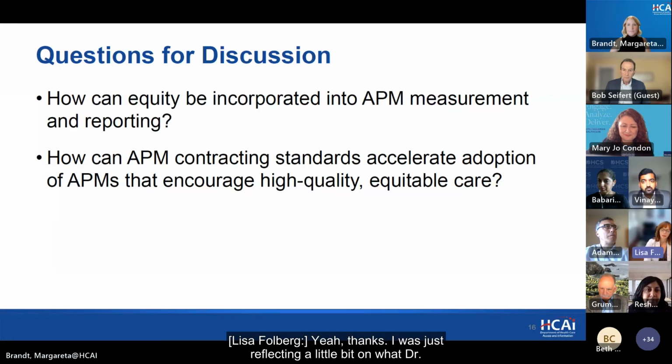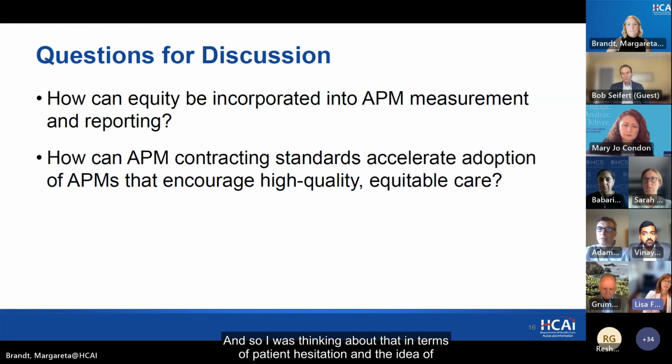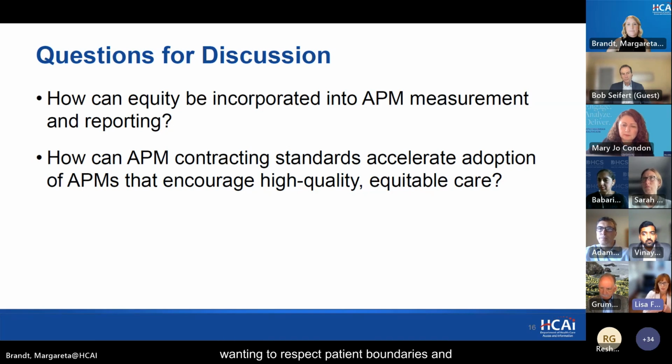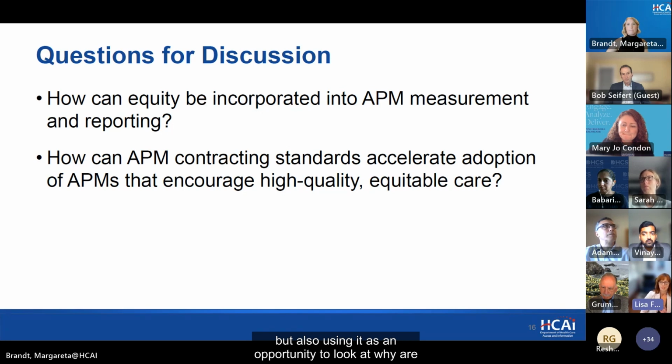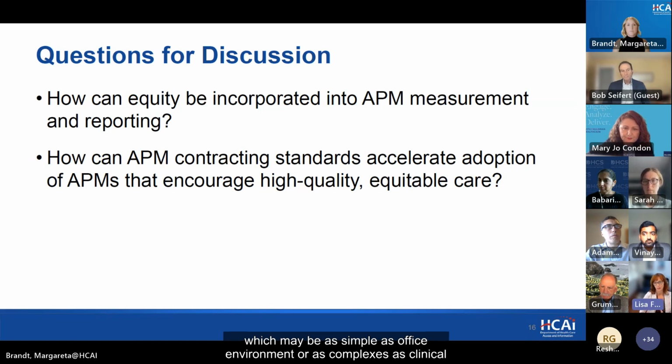Yeah, thanks. I was just reflecting a little bit on what Dr. Solomon was saying and others around the idea of patient comfort. And it seems that one of the advantages of an APM model done right goes beyond just improving care for individuals or even communities to really changing the culture of healthcare. So I was thinking about that in terms of patient hesitation and wanting to respect patient boundaries and not alienate patients, but also using it as an opportunity to look at why patients are hesitant. What about the healthcare experience, practice, environment, process, clinical care, may be adding to that hesitation, and being able to have the flexibility and the resources to address those things, which may be as simple as office environment or as complex as clinical care and the clinical questions that are being asked.